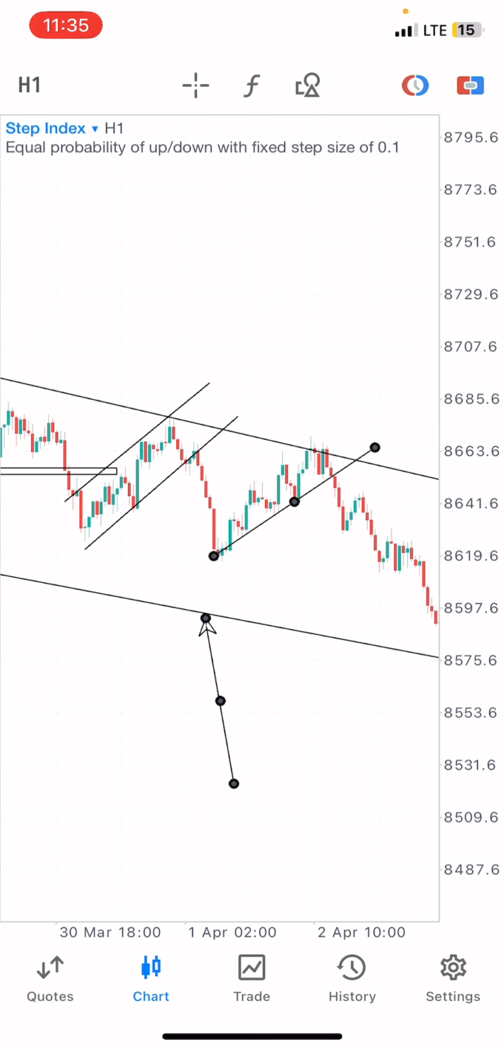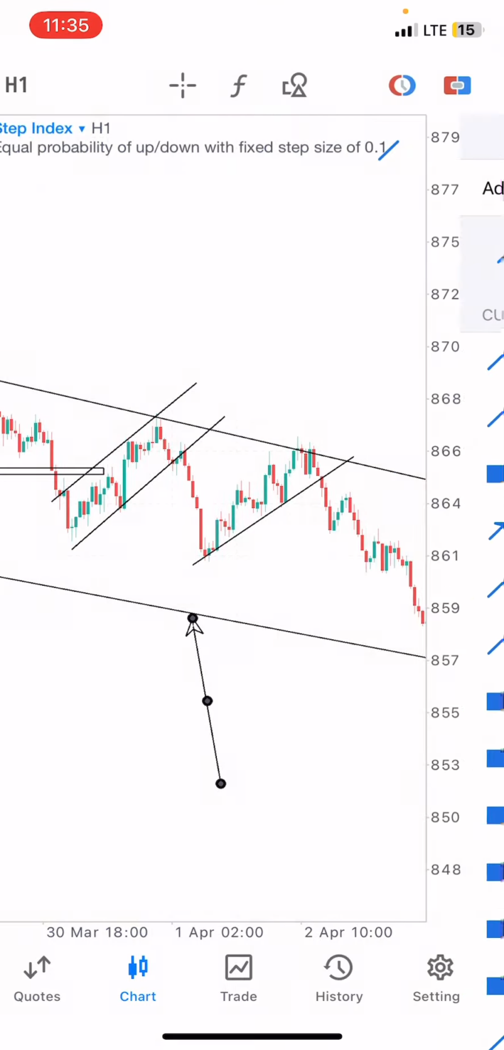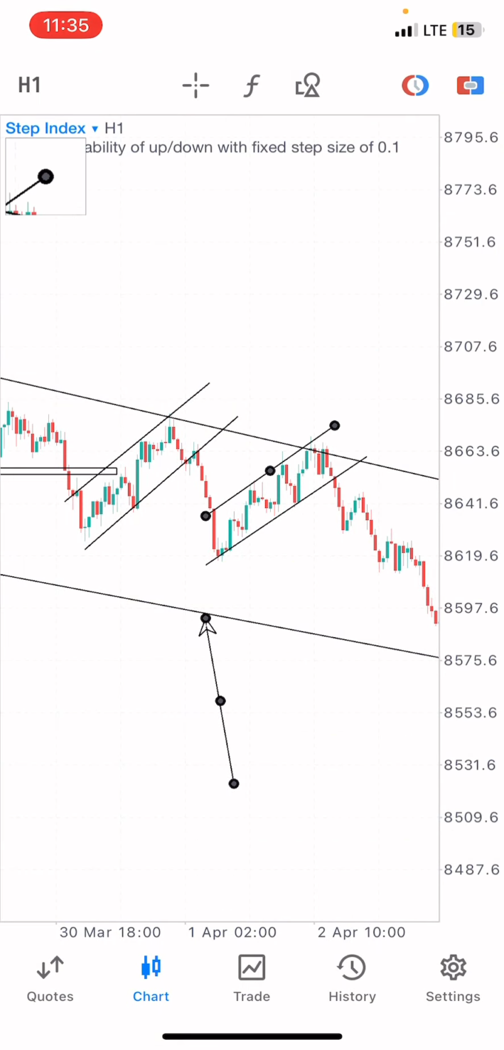This is like a flag pattern, or an ascending channel. Basically, you can call it an ascending channel, a flag pattern. You can see how the market gave us this channel formation to test this trend line. So afterwards, you got the market dropping off.